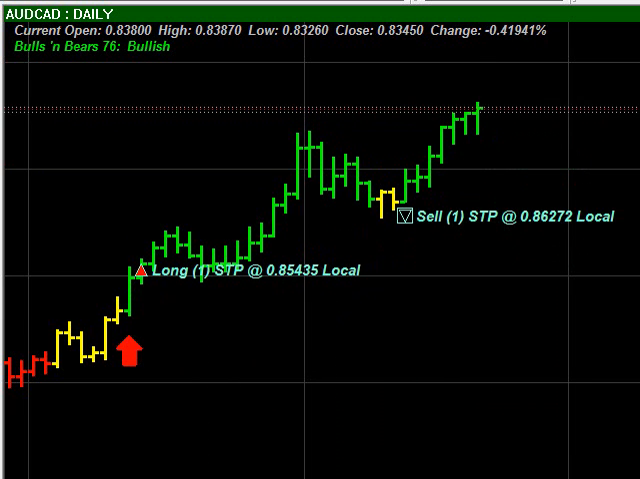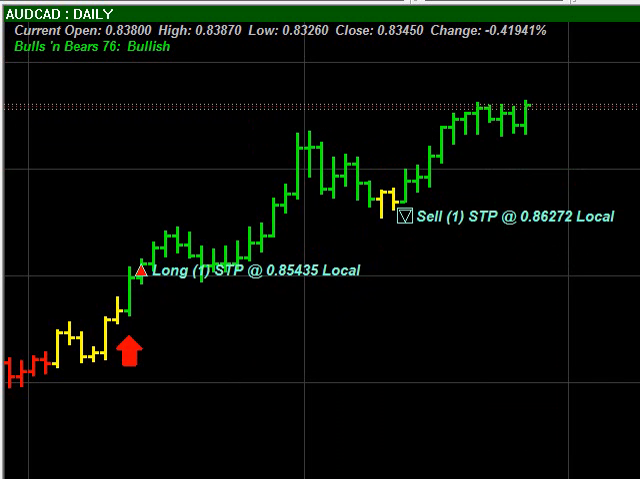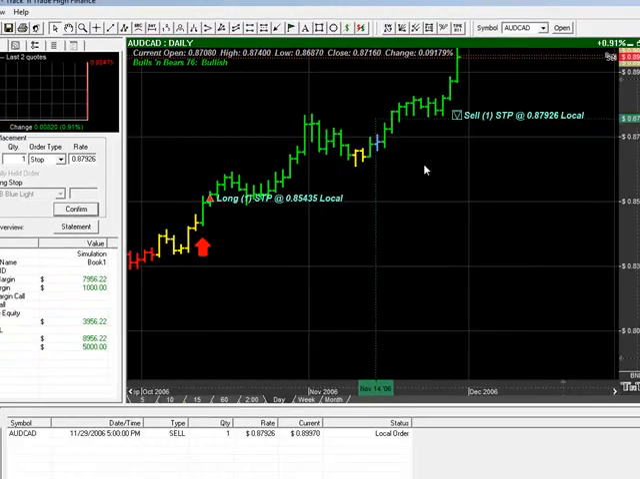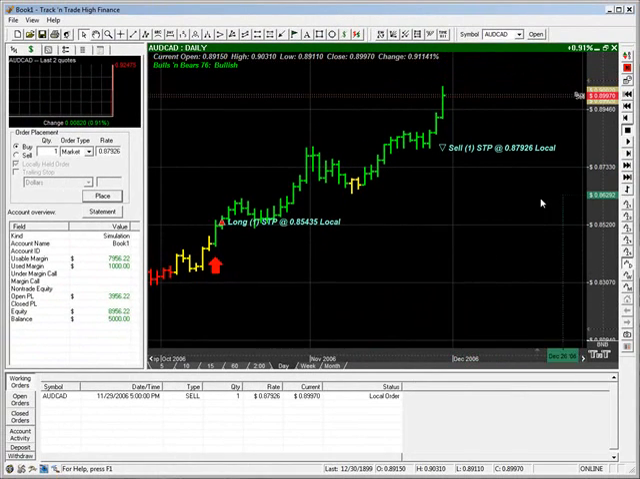So now, as that market continues to move in waves, back and forth, we can move our stop up and lock in additional profit. And that's how we would use a stop loss order and an entry point with the Bulls and Bears.